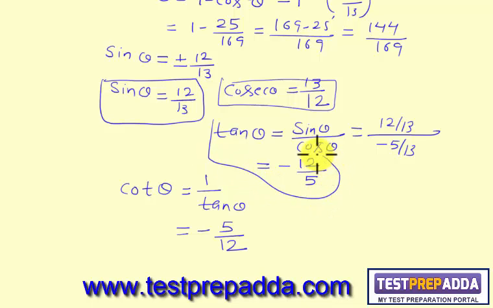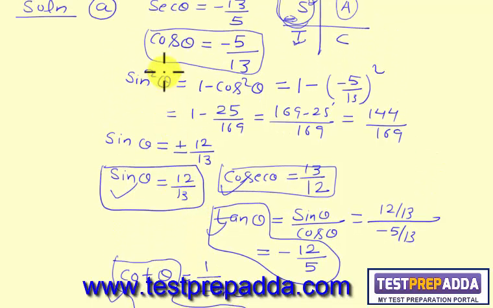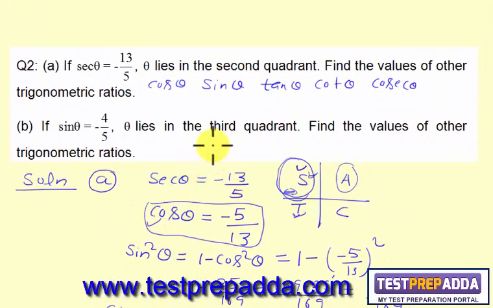So this way we got cot theta, tan theta, cosec theta, sin theta, and cos theta. They have already given sec theta. So we have found 5 trigonometric ratios here with the help of sec theta. Got it? Now if you read this second question, 2b.